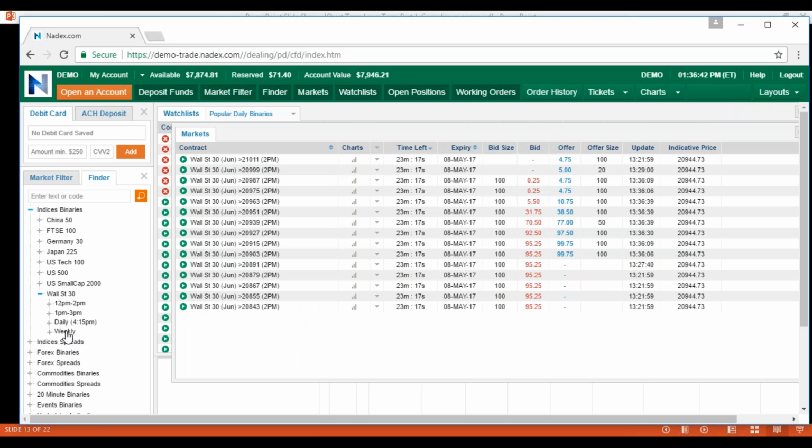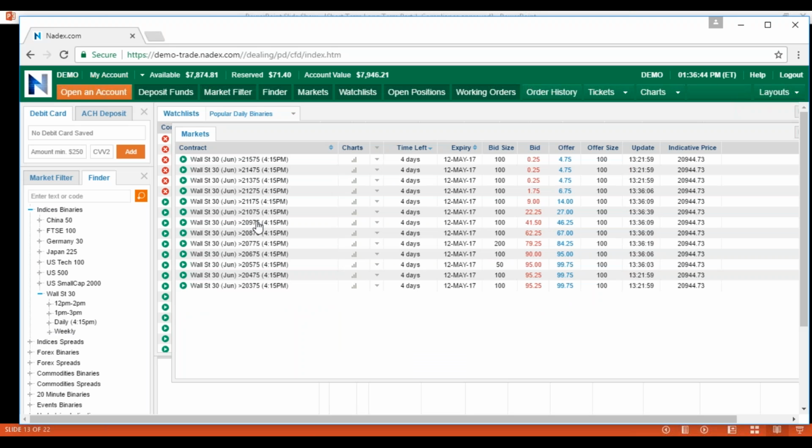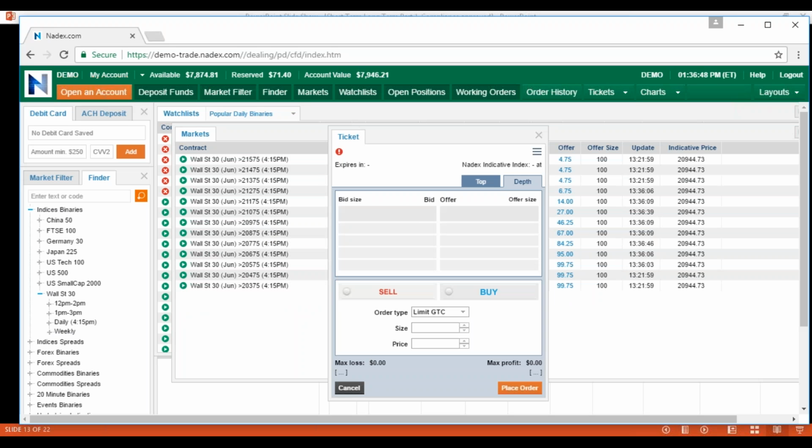Now, what about the weeklies? Where's the same strike? 975. Wait a minute. I could buy a 975 strike for $4, but on the weekly it's going to cost me $46? That doesn't make any sense. That's a huge difference. Does everybody see that?